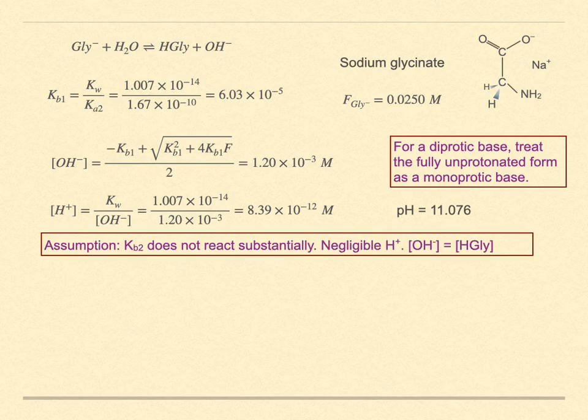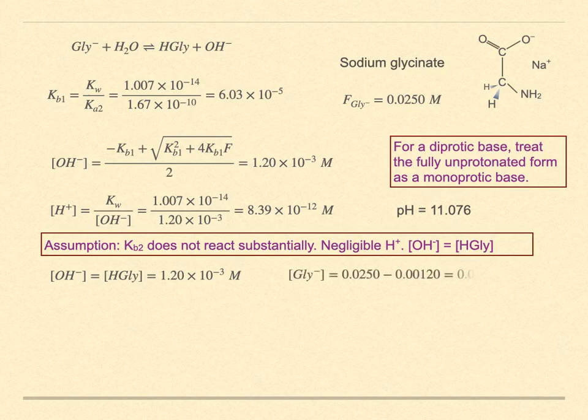We make the same assumption as before, that there is negligible reaction of the H-Gly to produce any H2Gly+, so that the H-Gly concentration must be the same as the hydroxide concentration. Remaining Gly- is found by subtraction from the formal concentration. Note also that the fraction association this time is only 4.8%. The acid form is more acidic than the basic form is basic, but not by much.